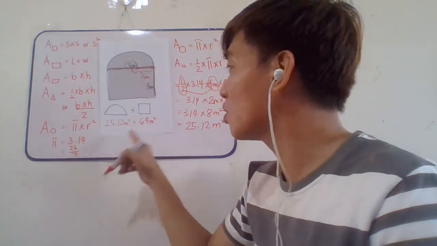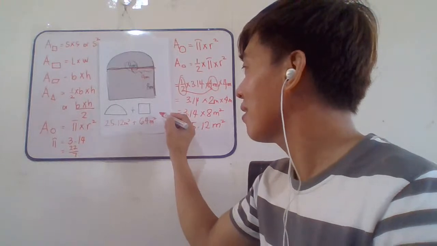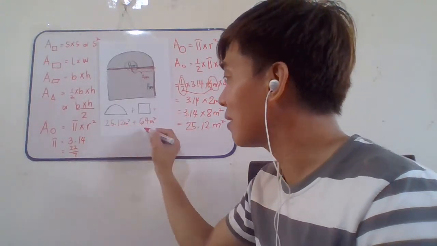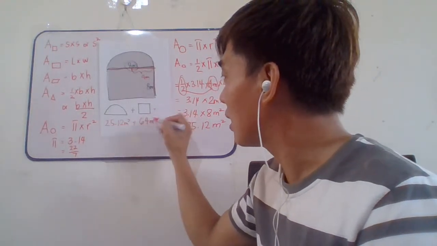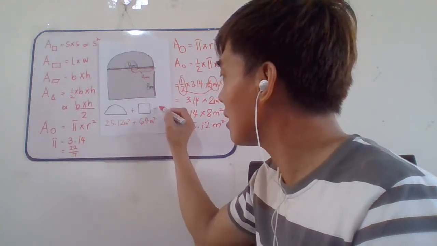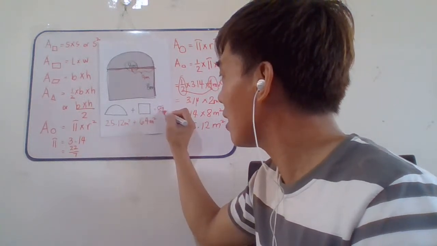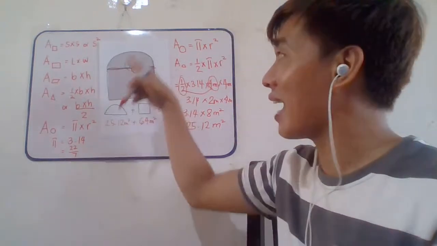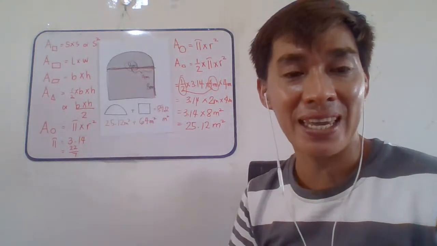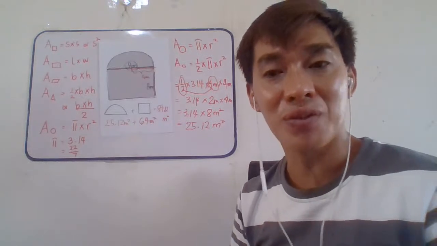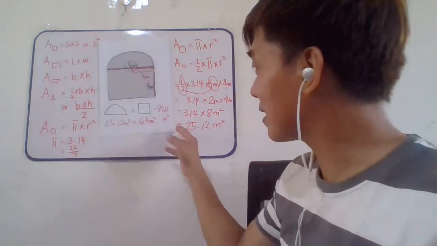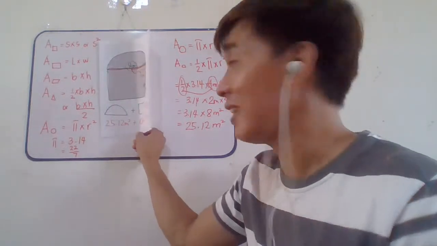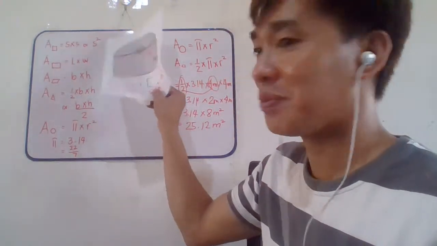Then all you have to do is add them here. If you add them, that will give us 89.12 meters squared. That's the area of the whole region. Okay, I hope it's clear. Let's proceed to the next figure.